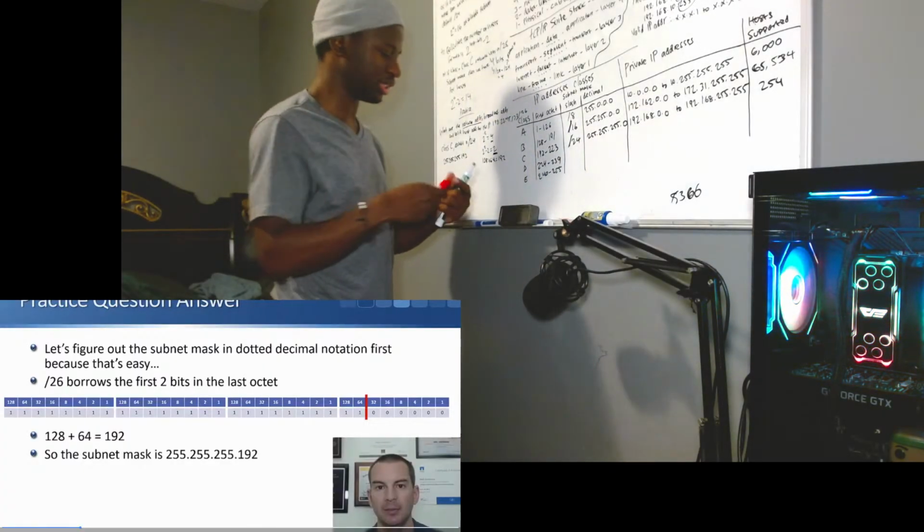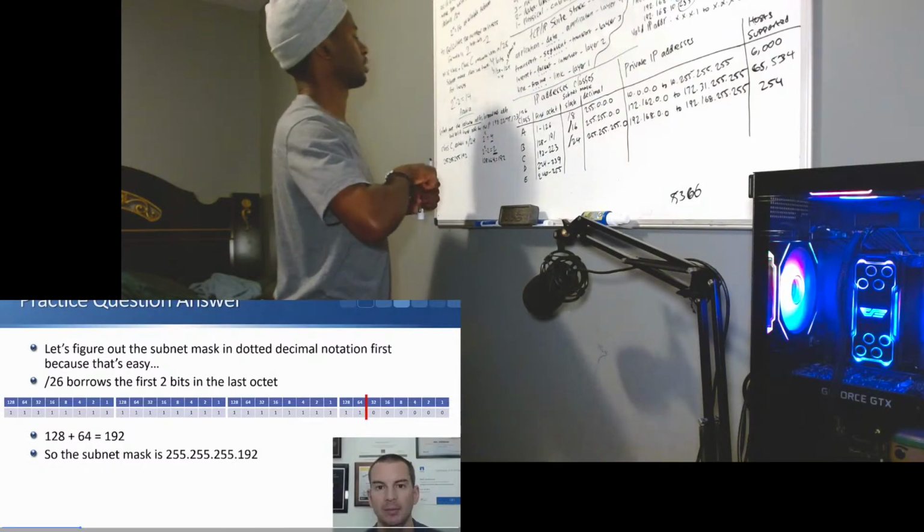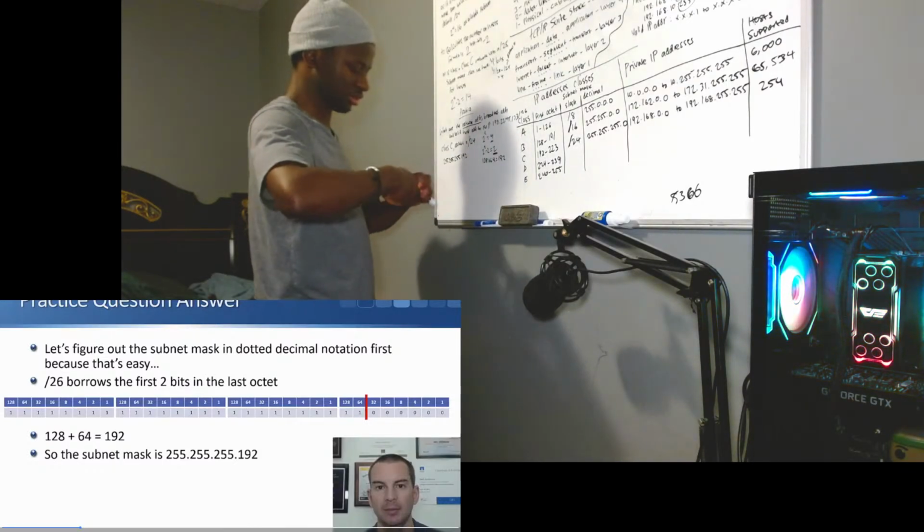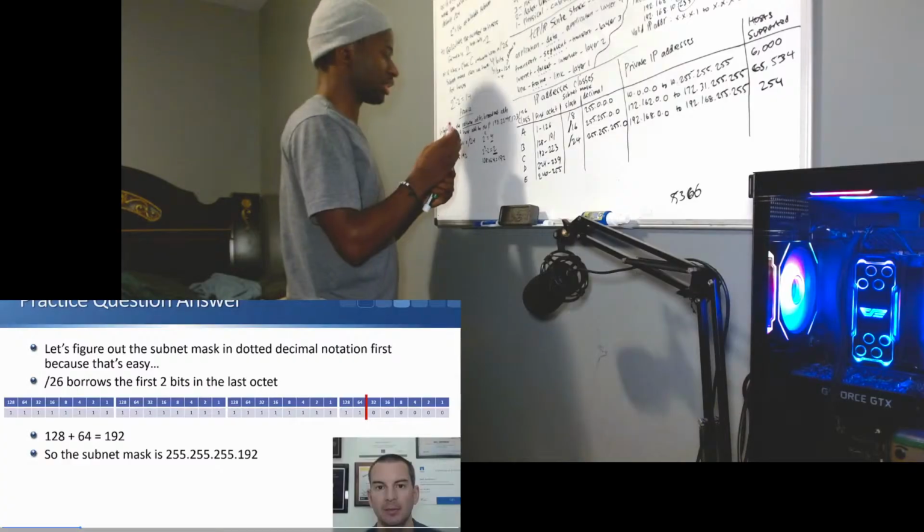This is why you need 3 different colors. Write the bit pattern.